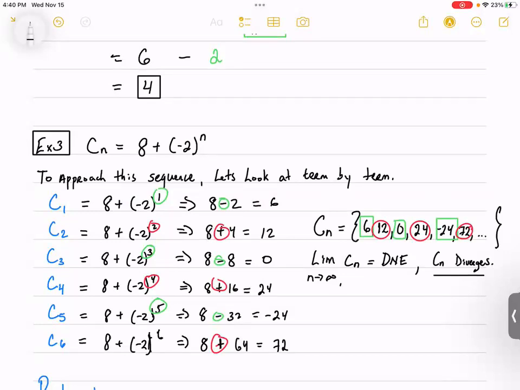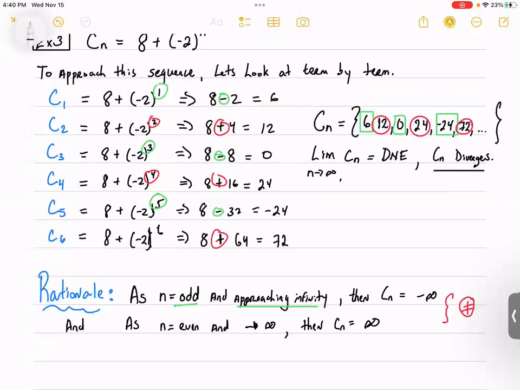I mean, okay, let's say n was going to infinity. As n is going to infinity there, the -2 is either going to become a positive number or a negative number. And when you add 8 to it, it's either going to decrease or increase, right? If it's even, it's increasing. If it's odd, it's decreasing. So this was an example where I had no other choice but to look term by term.